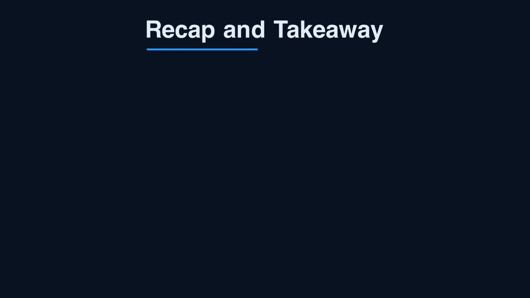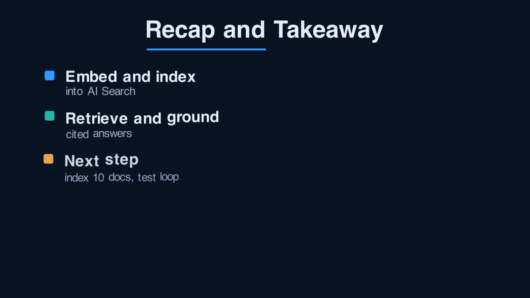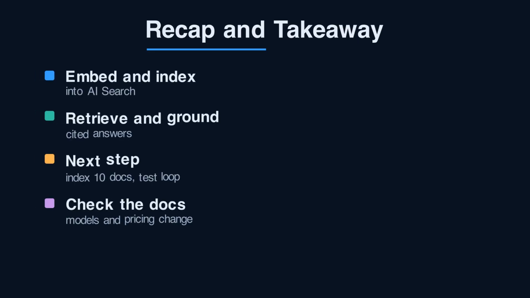So that's the whole build. Ingest documents by chunking and embedding into Azure AI Search. Then at query time, embed the question, retrieve the top chunks, and have Azure OpenAI generate a grounded, cited answer. The single most important thing to get right is hybrid search plus a strict grounding prompt. That's where answer quality comes from.